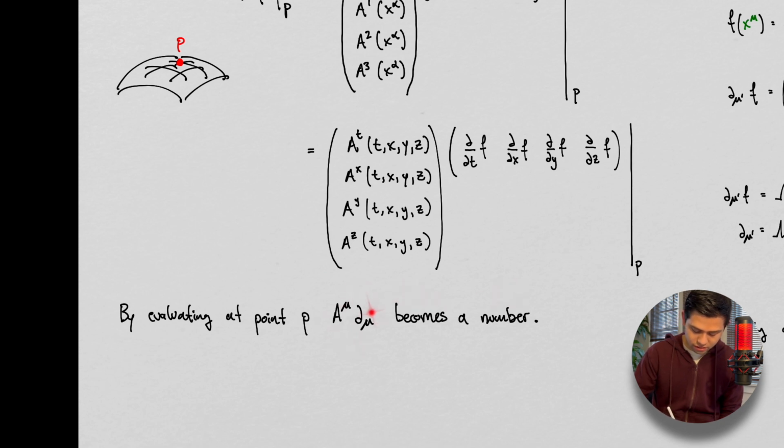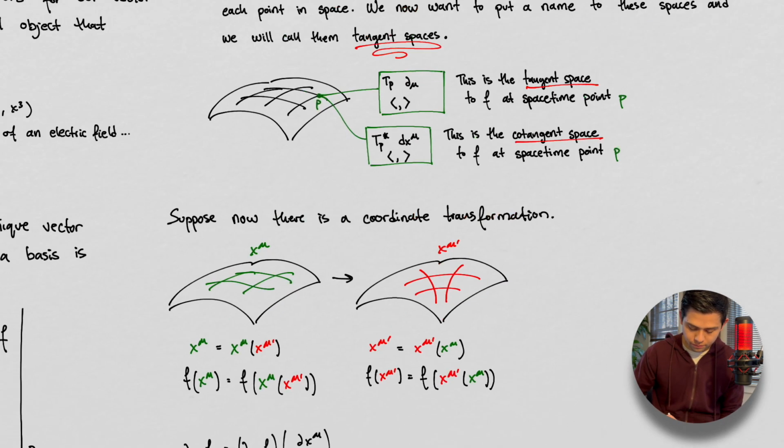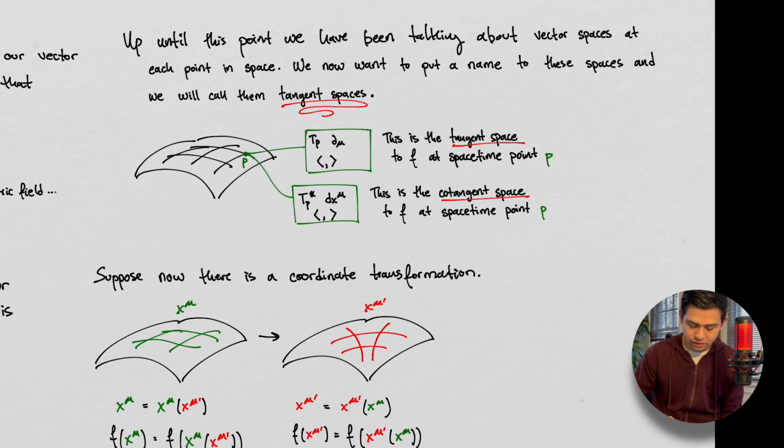All right, so that means this object right here is a vector in our vector space, because this was a covector and this is a vector. So this is a legitimate object in our vector space at every point in our spacetime. Okay? So up until this point, we've been talking about vector spaces at each point in space.